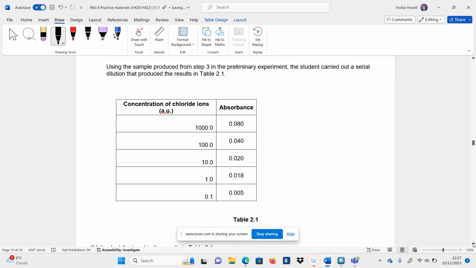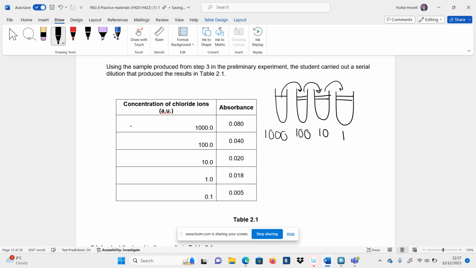Using the sample produced from step 3 in the preliminary experiment, the student carried out a serial dilution that produced the results in table 2.1. Hopefully we've done serial dilutions. So what you would do is you'd have your first tube, which would have 1,000. Now this serial dilution isn't halving. Be careful. This one is just a tenth. So what they would use to make it just a tenth is 9 parts water to 1 part of the tube before. So if they're going down to 10, they use 9 parts water to 1 part from the tube before. And they're going down to 1, 9 parts water, 1 part from the tube before, and 0.1, 9 parts water, 1. So you might have done it in halves before, where you did half water, half the one before, but that would have gone from 1,000 to 500 to 250. That would halve it each time. So this one is a slightly different variation of a serial dilution to what you might have done in the past.